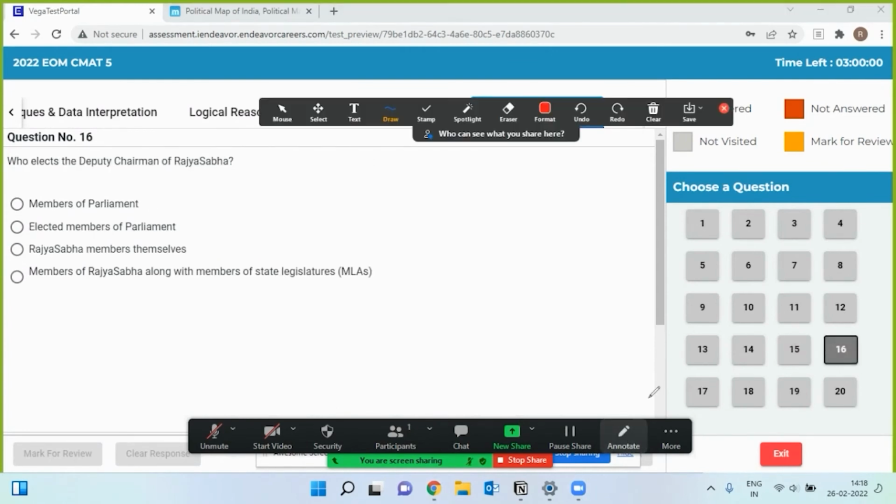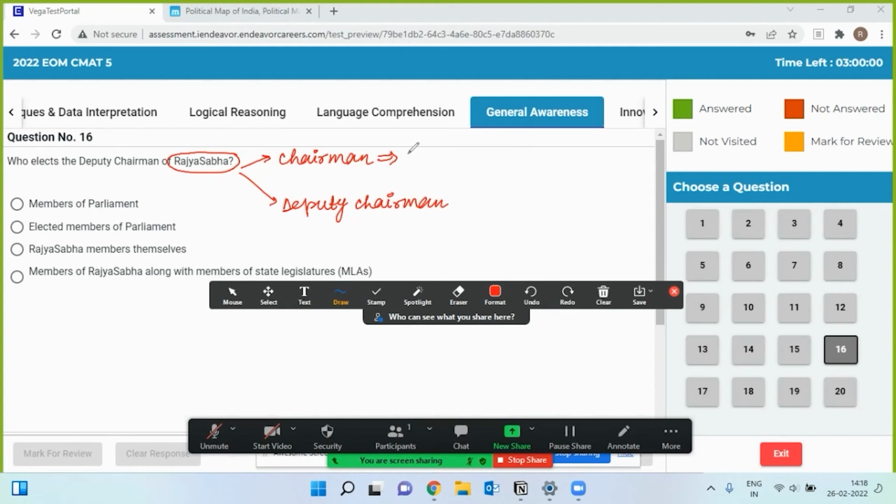All right, question number 16. Question number 16 is about who elects the deputy chairman of Rajya Sabha. Now, please remember here that Rajya Sabha has a chairman and a deputy chairman. Deputy means his junior. Out of these two, chairman is not elected because this is an automatic post. Automatic post means that the Vice President of India is by default the chairman of Rajya Sabha.